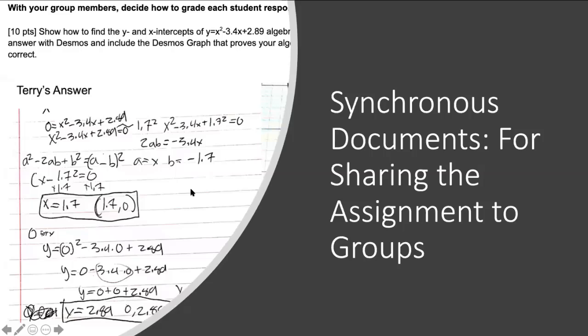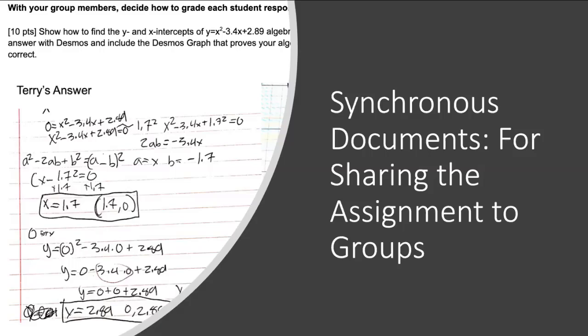So another thing you can do is use synchronous documents for sharing the assignment to groups. One of the problems with small groups is that if you're sharing a slide on the screen in the main group and they leave to go to the small groups, they don't always see the information that's on the main screen. It just depends on the platform you're in. And sometimes I want them to see a lot of information and I can't actually put it all on one screen, so they're going to need to scroll through it. So in those cases, I create a document that's view only that they can go to in their small group.